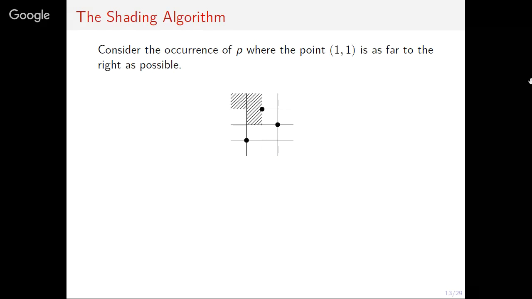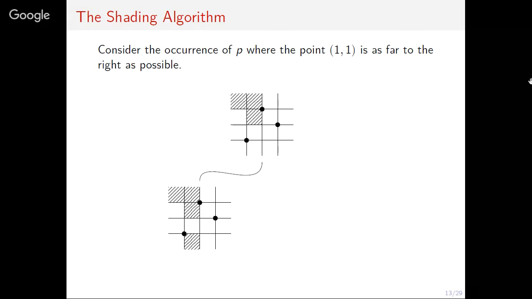So let's just consider the occurrence of P where the point 1, 1 is as far to the right as possible. In every permutation, we're looking at the occurrence where this pattern, and the point 1, 1, that is the first point, is as far to the right in the permutation as possible.